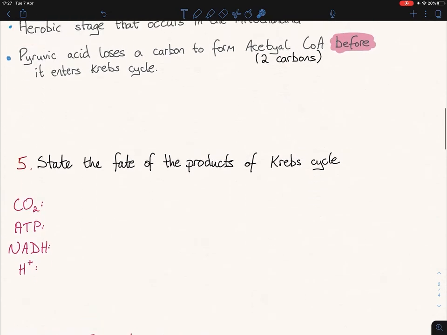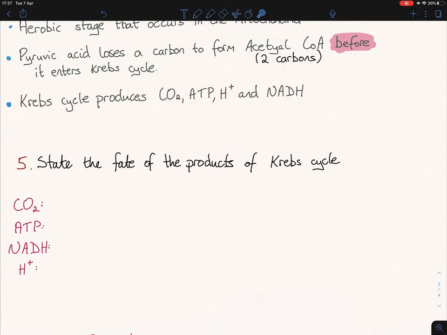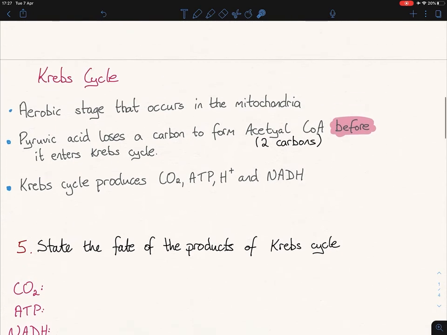So we're asked for the next step here, we're getting through them now, which is to state the fate of the products of Krebs cycle. We have a couple of them there. Oh, I actually forgot to mention the products for the Krebs cycle up above, didn't I? So Krebs cycle at the very end produces ATP, CO2, H+, so that's protons, and NADH. So there are 4 products there of Krebs cycle that you need to know.